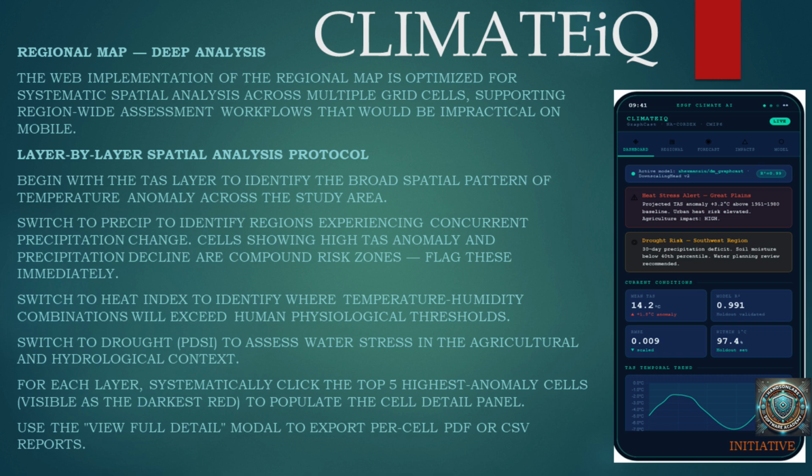Switch to heat index to identify where temperature-humidity combinations will exceed human physiological thresholds. Switch also to drought, that's PDSI, to assess water stress in the agricultural and hydrological context. For each layer, systematically click on the top 5 highest anomaly cells, visible as the darkest red, to populate the cell detail panel. You can also use the view detail modal to export cell PDF or CSV reports.